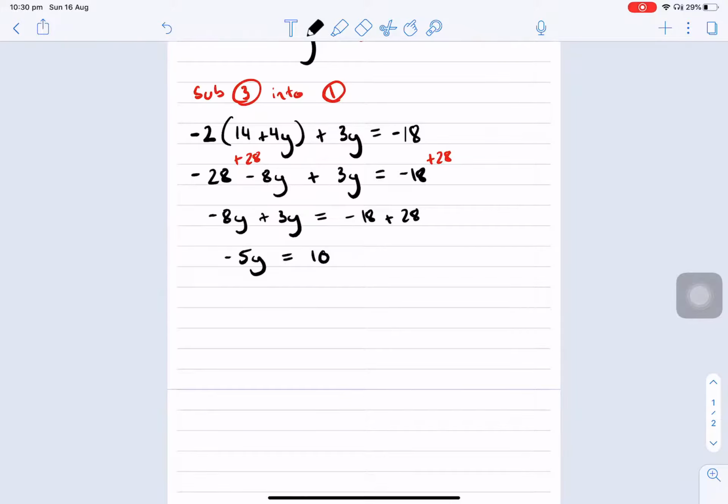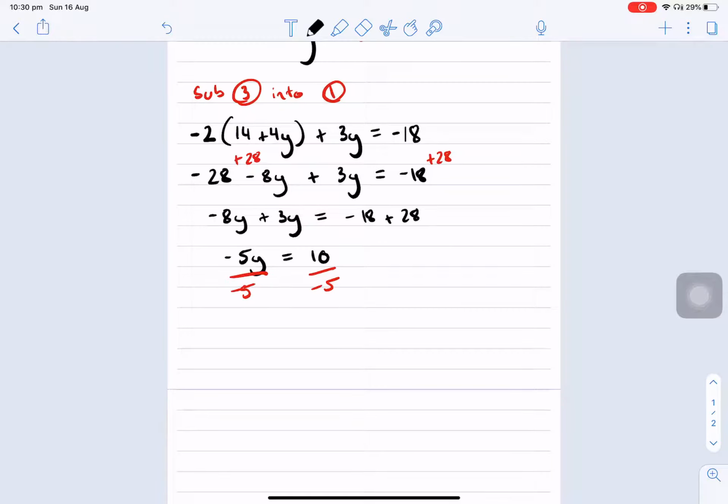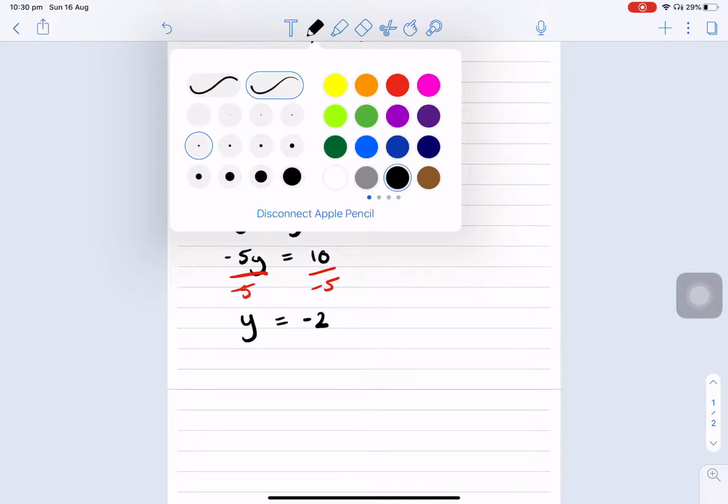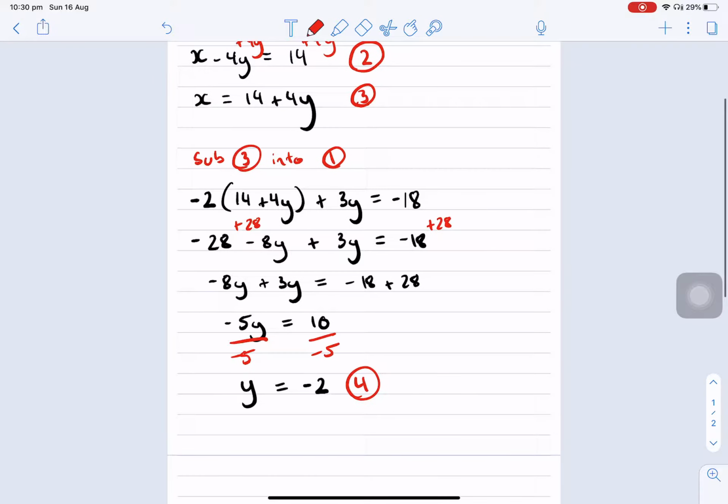Okay, now I want to divide both sides by negative 5, so I can get this y by itself. So negative 5y divided by negative 5 just gives us y. And 10 divided by negative 5 gives us negative 2. And we'll make that 4. So y equals negative 2 is now equation 4.